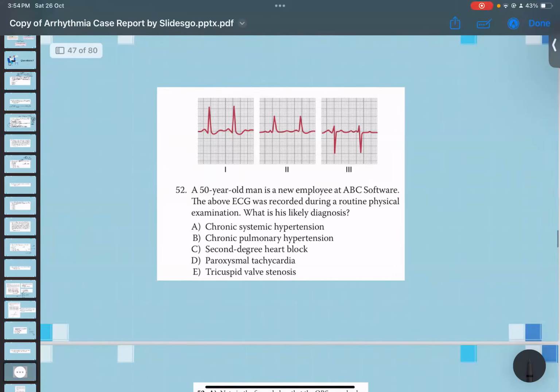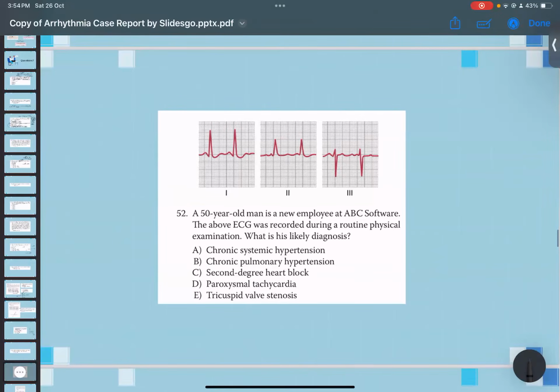Now, a 50-year-old man is a new employee at ABC software. The above ECG was recorded during a routine physical exam. What is his likely diagnosis? Now, let's draw the axis. You have 1, and then 2 and 3, you can generalize it if you don't remember. If you do, that's great for you, but I like to generalize it. So yeah.